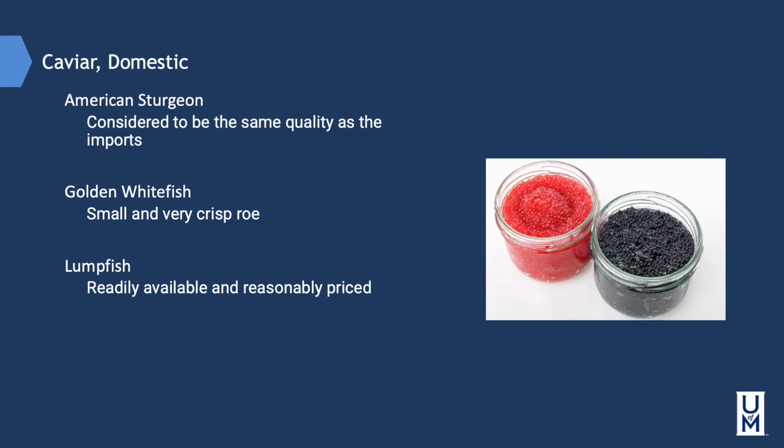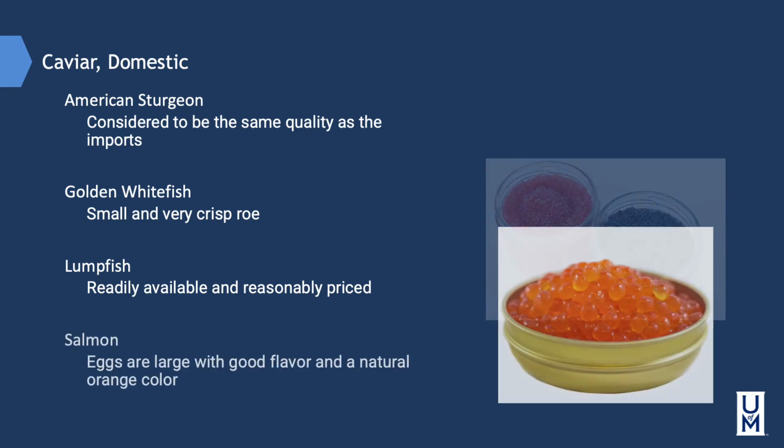This is going to be on the lower end of the caviar, and as you can see from the red color, this is not a natural red. This is dyed typically with a food grade dye. You might find this in lower grade sushi restaurants. And then salmon caviar, these eggs are large with good flavor and a natural orange color.